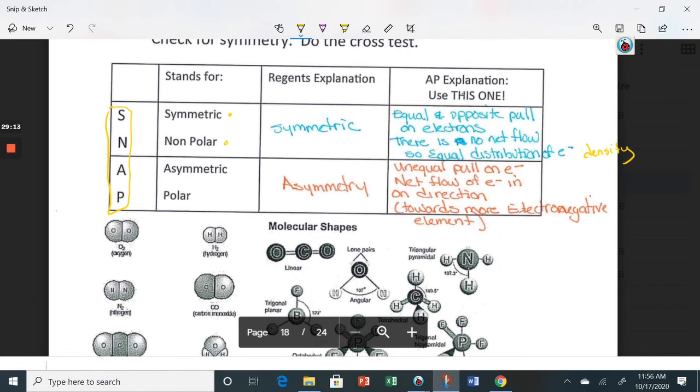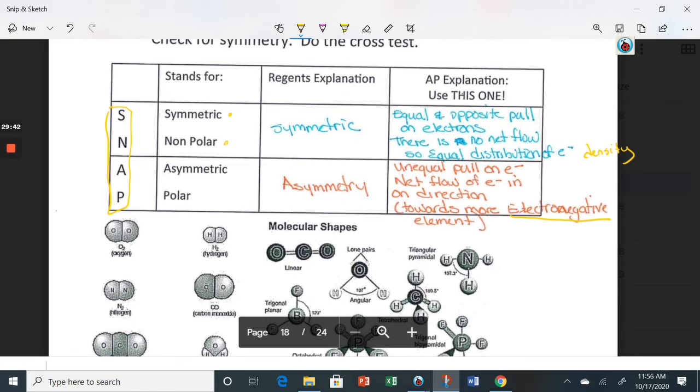And people usually say it and snap their fingers. Again, asymmetry means you have unequal pull. You will have a net flow in one direction. So you'll have electron density greater in one area of the molecule than the other. And guys, it's usually fluorine or chlorine that it is flowing towards, because they usually are the terminal atoms.